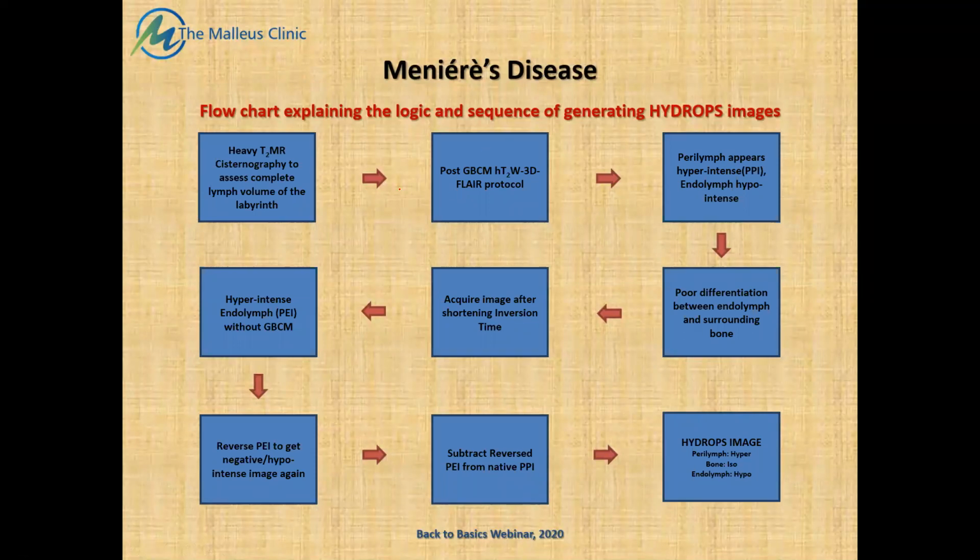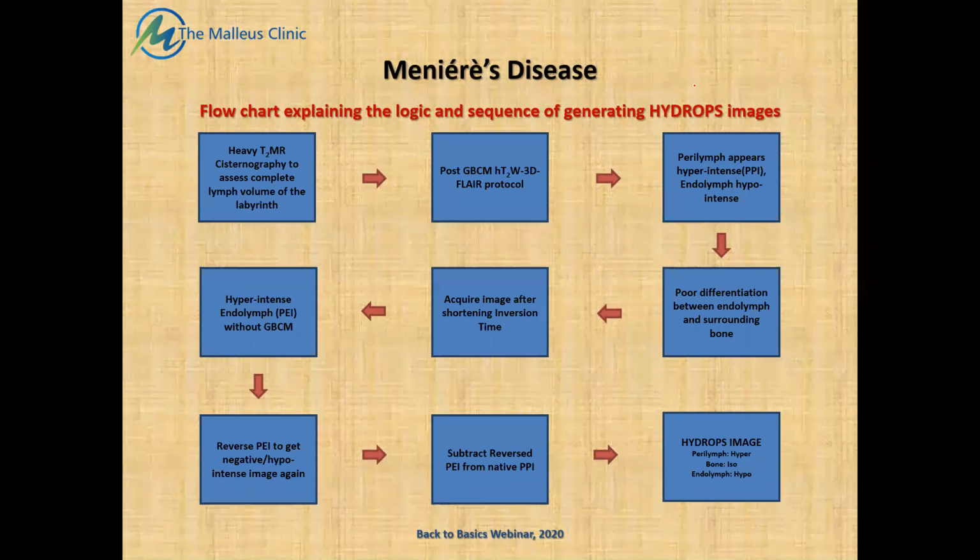Following that, the patient is given gadolinium and subjected to what was mentioned earlier, a heavy T2 weighted 3D FLAIR protocol. Because of that, you have the normal view: endolymph hypointense, a negative shadow, and perilymph hyperintense, a positive shadow. It's called the positive perilymph image, but the endolymph is hypointense. Because the endolymph is hypointense and the surrounding bone is also iso or hypointense, it's very difficult to separate the margin of the lymph containing cavity from the surrounding bone.